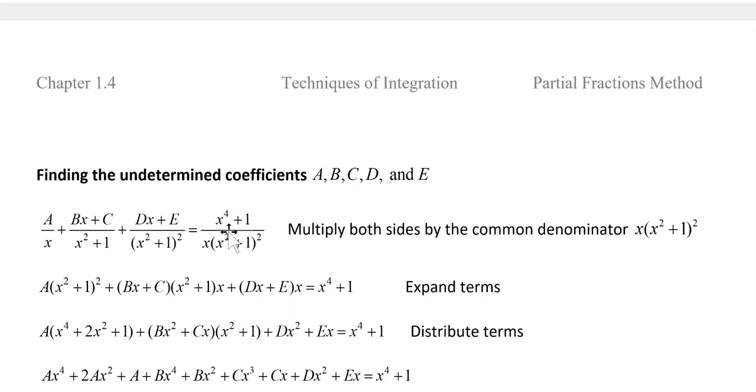So on the right side here, you will be left with x to the 4th plus 1. On the left side, in this case, you will simplify x. Okay, and then you're going to have a times x squared plus 1 all squared plus quantity bx plus c times, we simplify x squared plus 1, we're going to have 1 x squared plus 1 left, and then x. So we're going to multiply by quantity x squared plus 1 and times x. Here we're going to simplify quantity x squared plus 1 all squared. We will have only x left. So this quantity dx plus e will only multiply x. So we have this equation.